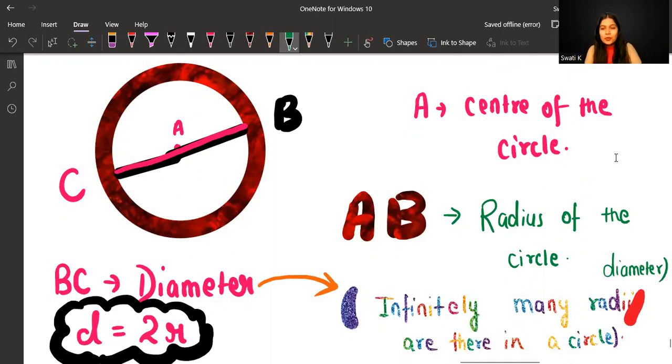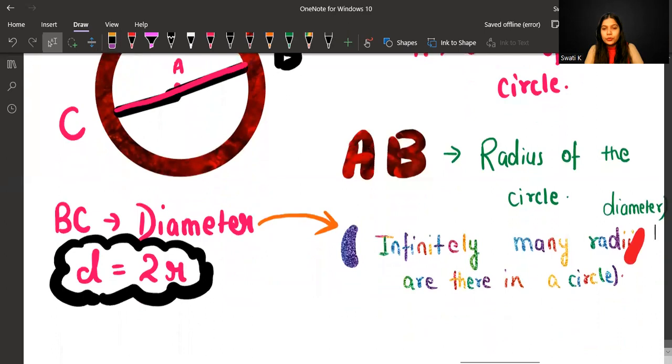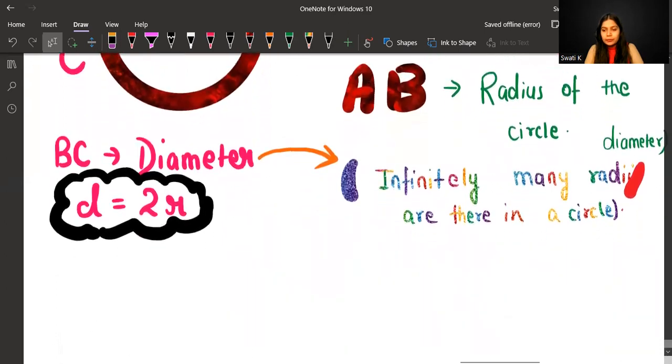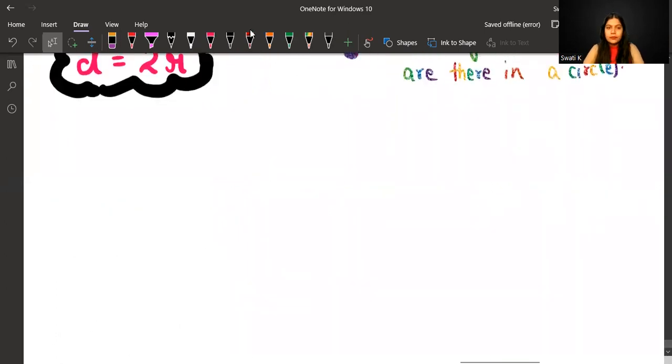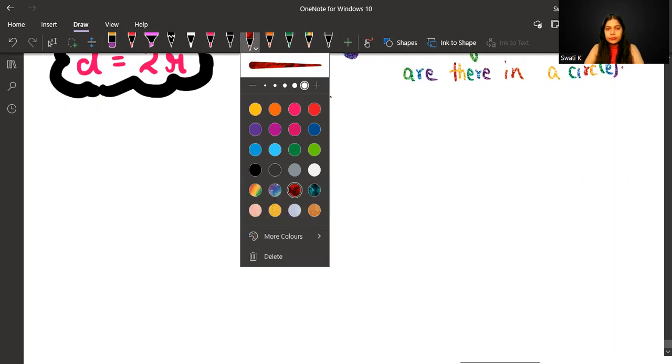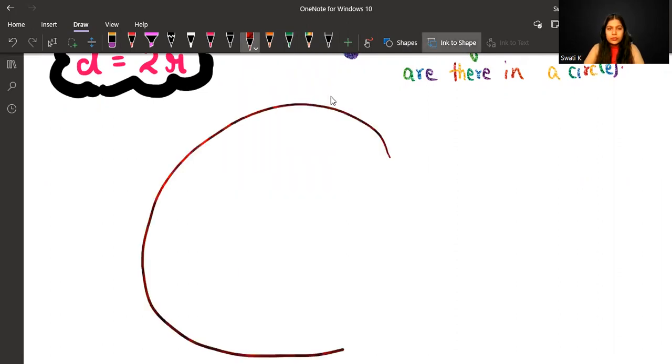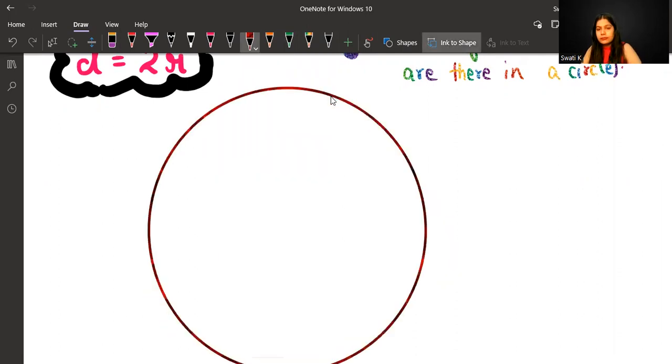All right, so these were the three parts of a circle: the center of the circle, the radius or radii of the circle, and the diameter of the circle. And also the relation between diameter and radius. Now let us go to the next part, and that is a part of a circle. Okay, so again I'll draw a circle first. So this is my circle.